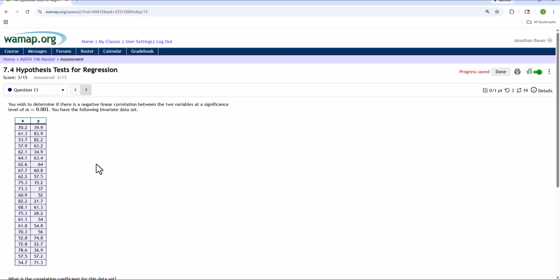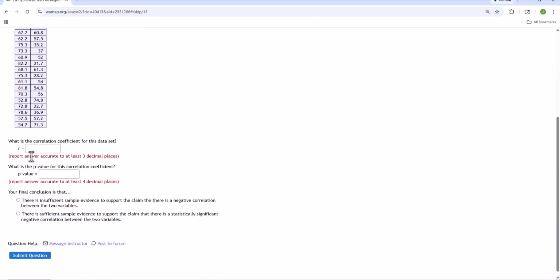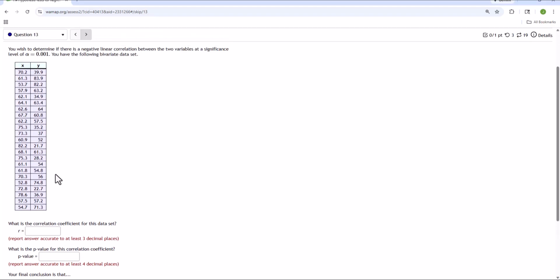It says you wish to determine if there is a negative linear correlation between the two variables at a significance level of alpha equals 0.001. You have the following bivariate data set, and that just means we have pairs of data. What is the correlation coefficient, accurate to 3 decimal places? What's the p-value? And then our conclusion. So, asking us for certain parts of our hypothesis test.